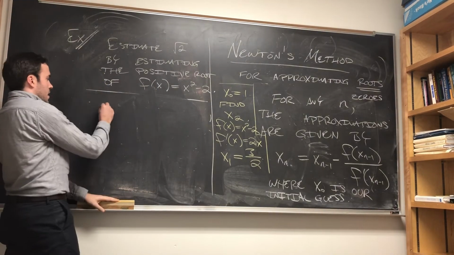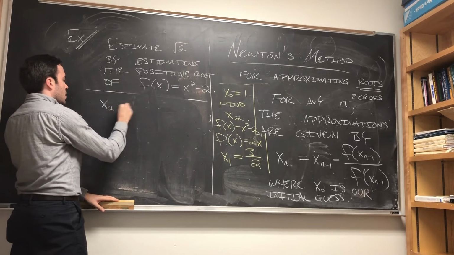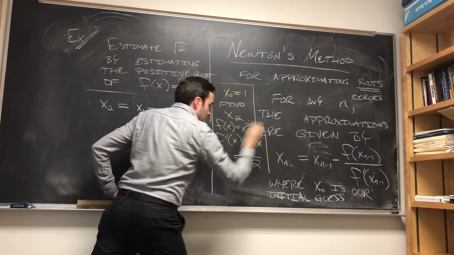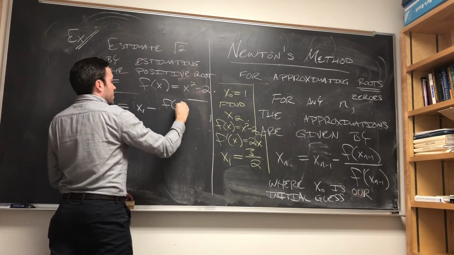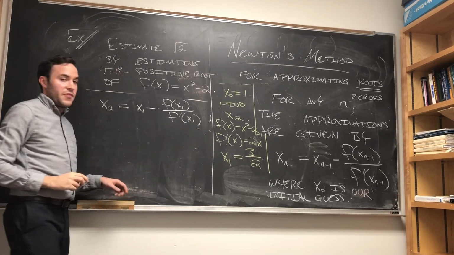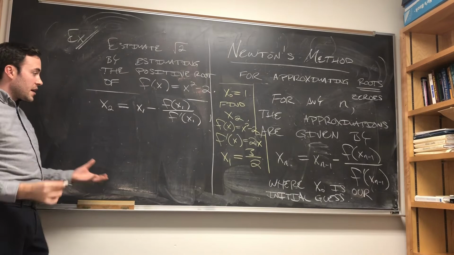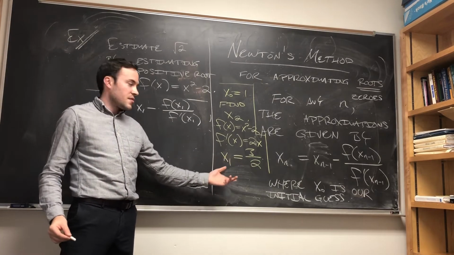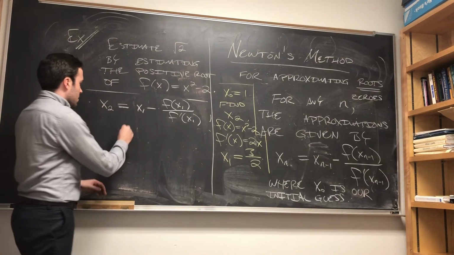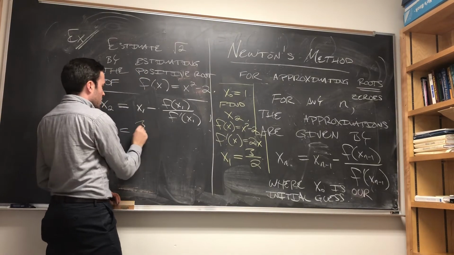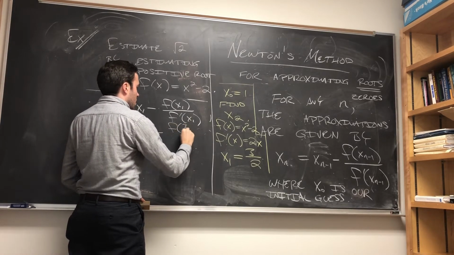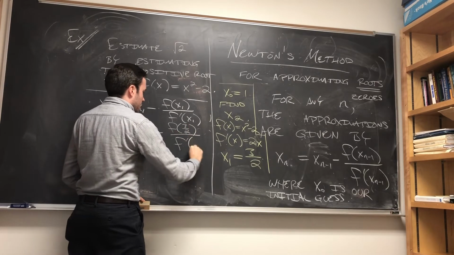So x2 is going to be x1, just following the algorithm. It's going to be x1 minus f of x1 over f prime of x1. Now I've got a concrete value for x1. It's 3/2. I know what f is. I know what f prime is. And so I can just go ahead and calculate this. This is going to be x1, which is 3/2, minus f of 3/2 divided by f prime of 3/2.